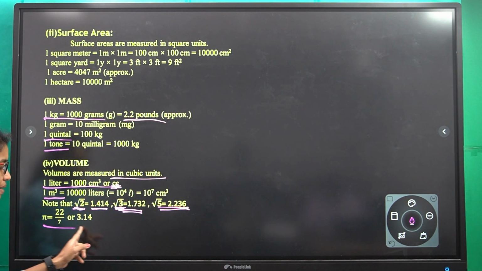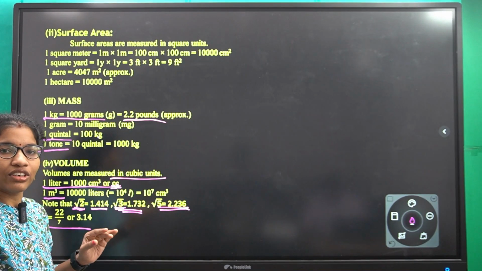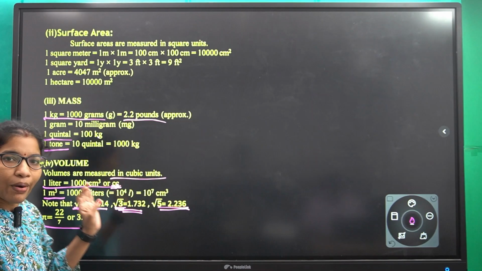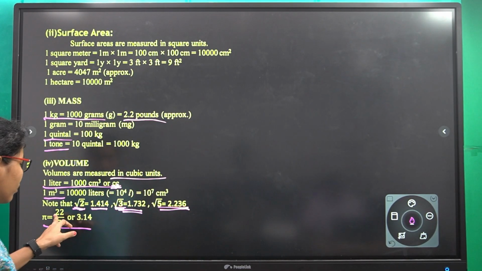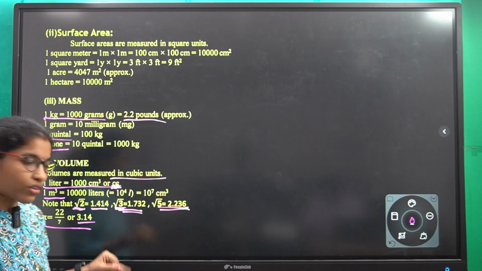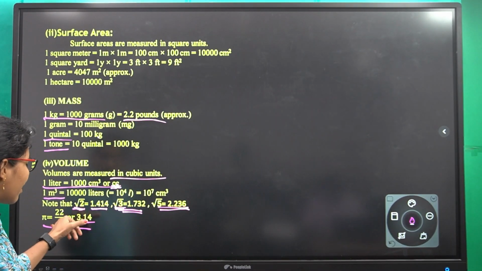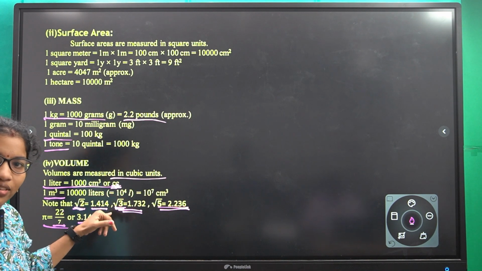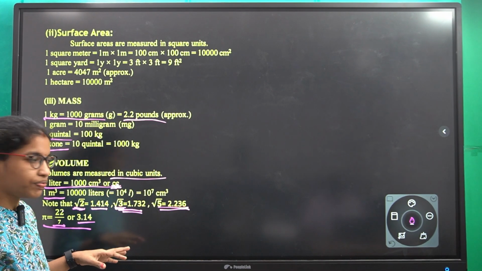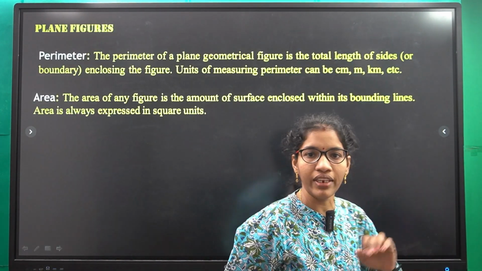Okay, and pi is an irrational or rational number? Pi is also an irrational number. This is also not an exact value. We are always taking an approximate value of pi only. So this is 22/7 and 3.14. You can take either based on the calculations. To simplify the calculations, you can use the pi value as 22/7 or 3.14. Clear this one? Yes. So these are the conversions of the units.